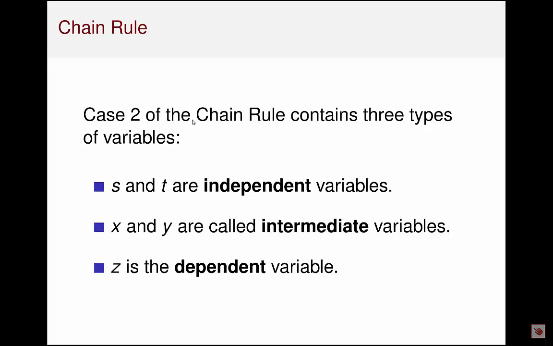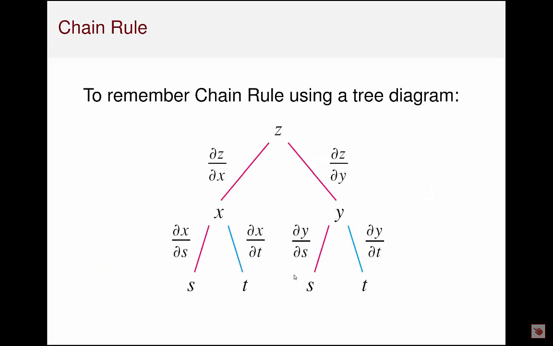Alright, so as you can see in this case of our chain rule, there are three types of variables. First, we have the independent variables given by s and t. We also have the intermediate variables given by x and y. And on top of those, we have the dependent variable z. Right, a good way to remember chain rule is by means of a tree diagram.